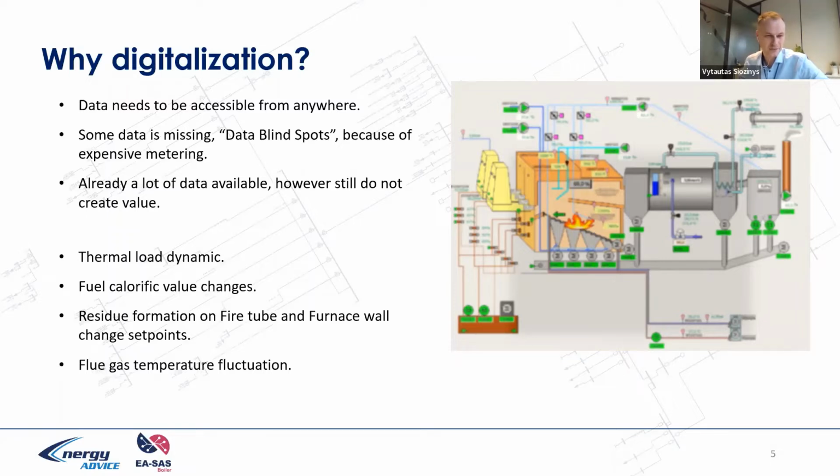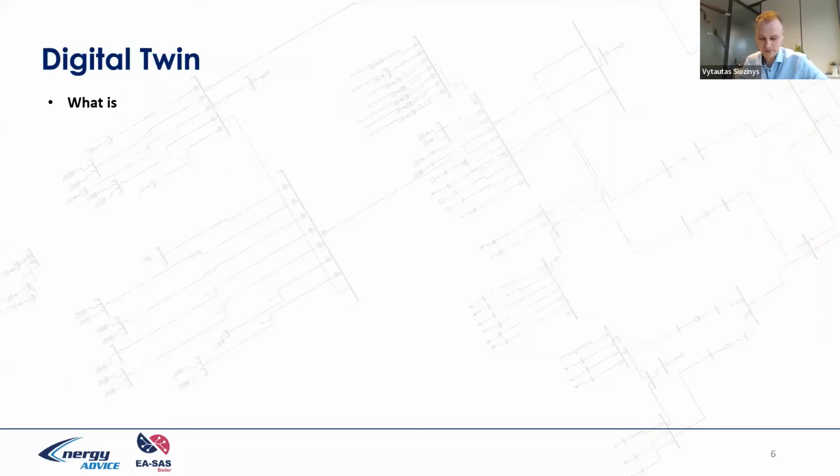Flue gas temperature fluctuation is also one of the triggers which affect our behavior, and the grate rate and flue gas recirculation set points also change, and because of these changes, our operators behave in one or another way, and this makes an impact on the final KPIs of operation.